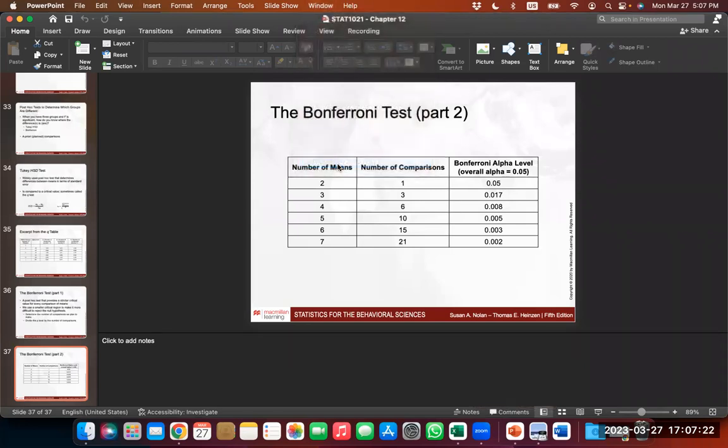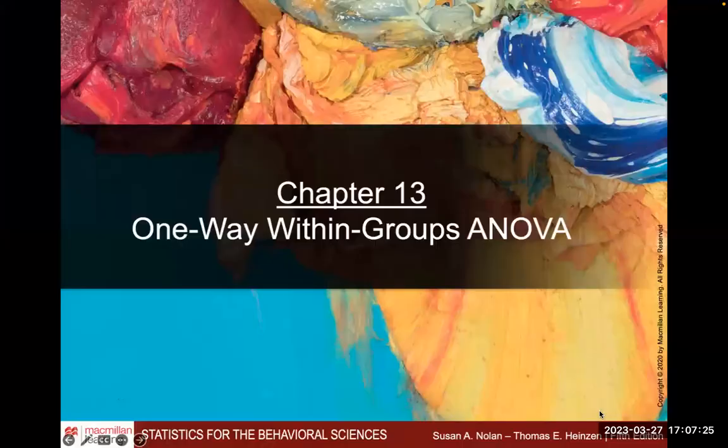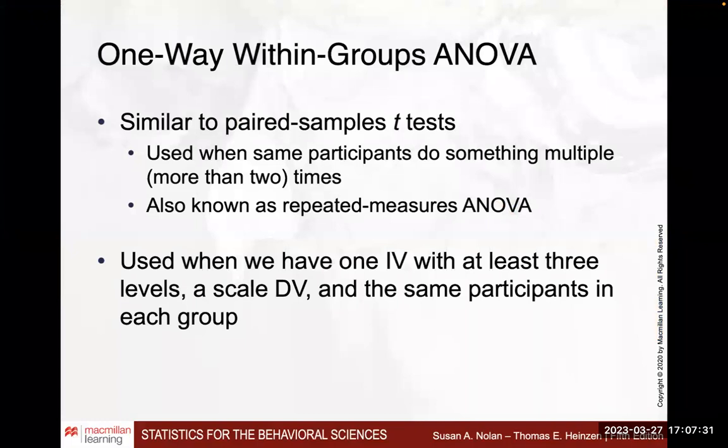Okay, so now let's get started with the within groups ANOVA. The principle is somewhat the same as the paired sample t-test: the same participants went through all the levels of the independent variable. So keep in mind the driving conditions, you have four different driving conditions. Each of these drivers went through the particular highway under the same four conditions. It's also known as repeated measures ANOVA.